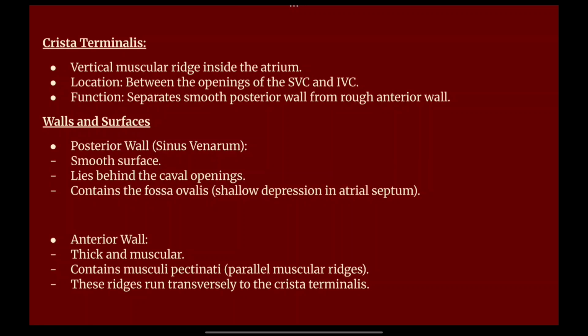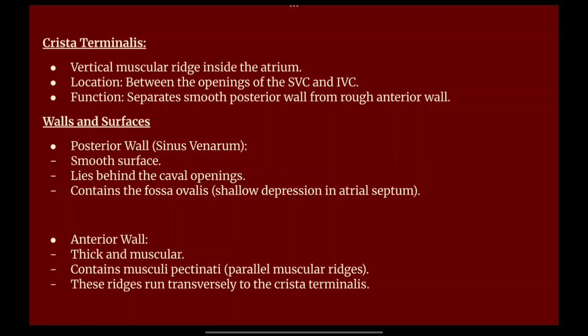Now the crista terminalis is the vertical muscular ridge that is inside the right atrium, and the location is between the openings of the superior vena cava and the inferior vena cava. Crista terminalis functions by separating the smooth posterior wall from the rough anterior wall. So there is a smooth posterior wall of the right atrium and there is a rough anterior wall.